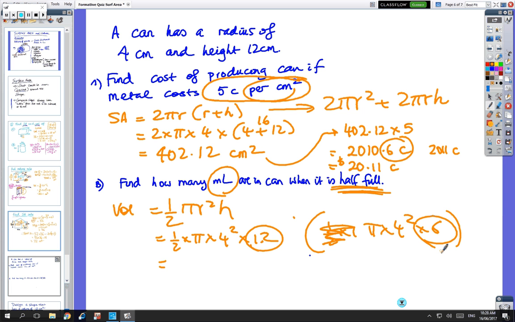So 0.5 times 16 times 12 times pi equals 301.6 centimetres cubed, and then that would be 301.6 millilitres. Once you've got centimetres cubed, you automatically have millilitres. Okay, I think we've got one more question to go.